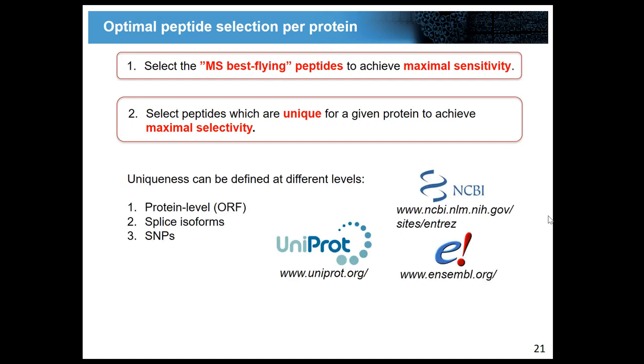You can define peptide uniqueness on various different levels, and what 99% of people typically do is define peptide uniqueness based on protein level, so based on the theoretically open reading frame coded proteins of an organism. However, if you're interested in looking at different splice isoforms or different SNPs, then you must define your peptide uniqueness taking these things into account as well. So you must decide for your project how you want to define peptide uniqueness. Very often, people use the protein level for that.